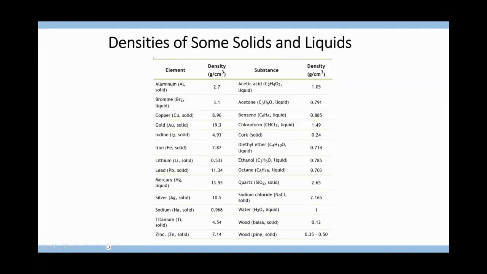Here's a list of a bunch of different densities of different substances, different solids and liquids in units of grams per centimeter cubed. Grams per centimeter cubed and grams per milliliter are common density units, but we'll see others as well.